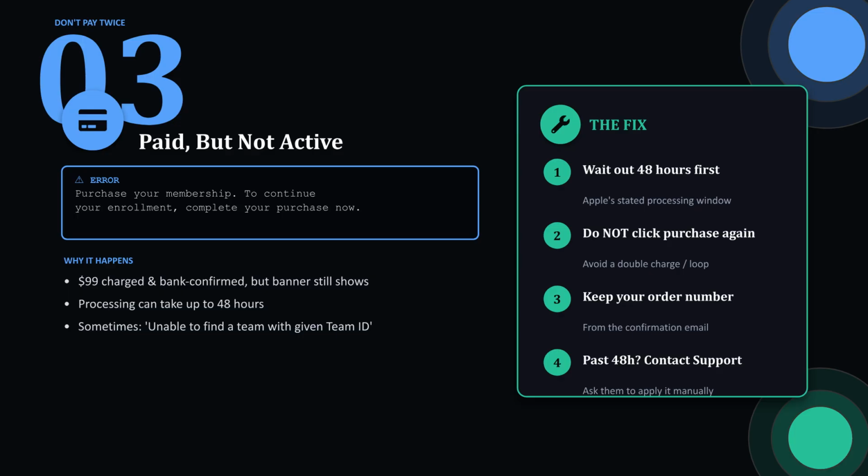Error 3. Payment charged, but membership not active. This one causes real panic. You paid the $99, your bank confirms the charge, but your account still says "purchase your membership" or "expired." First rule, don't pay twice. Apple's page says processing can take up to 48 hours, so wait that out first.